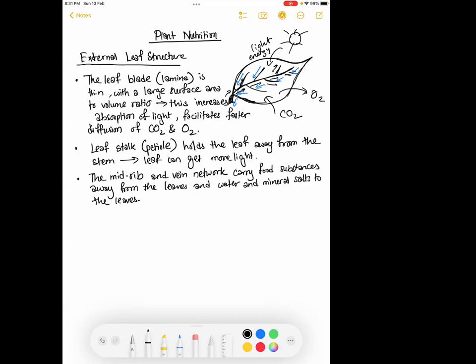If you want me to label all of these, so this right here is the leaf stalk. This one is the midrib. This one is the lamina. This one is the tip. What else? These ones are veins. Okay.